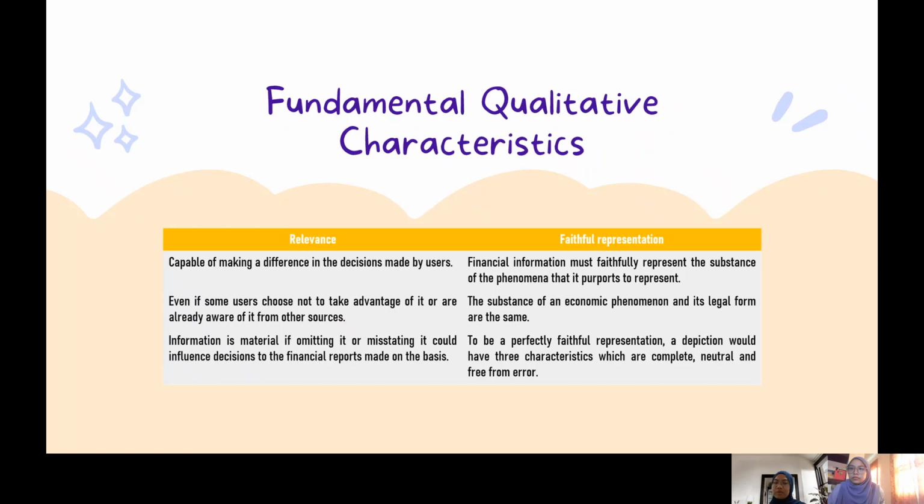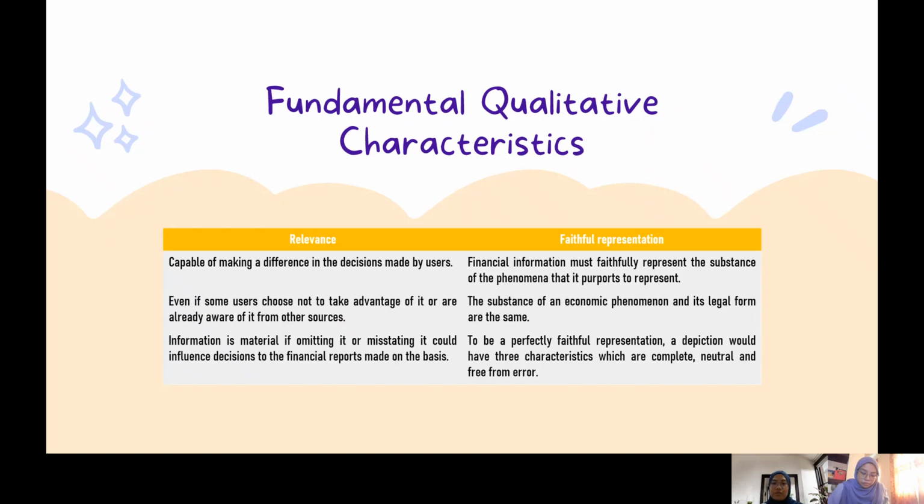We will go through the first part, which is the fundamental qualitative characteristics. There are two: relevance and faithful representation. Relevance means being capable of making a difference in the decisions made by users, even if some users choose not to take advantage of it or are already aware of it from other sources. In terms of materiality, information is material if omitting it or misstating it could influence decisions made on the basis of the financial reports.